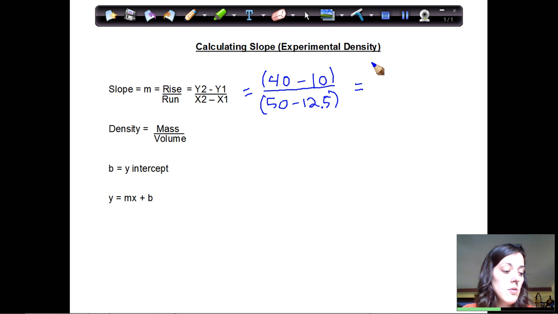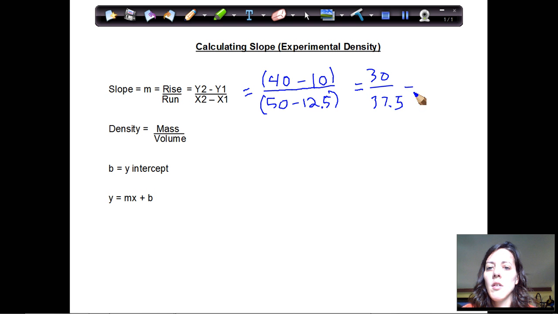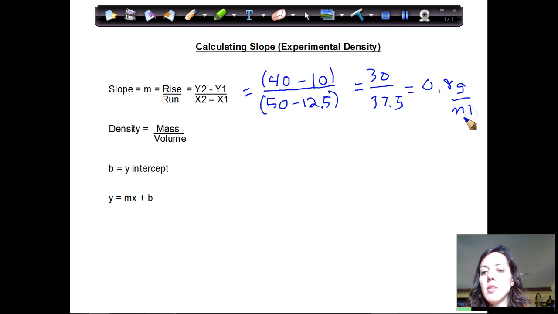Alright, so if we do that, we end up with 30 divided by 37.5, which we can use our calculator here, is 0.8 grams over milliliters.